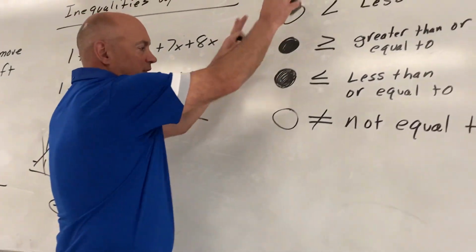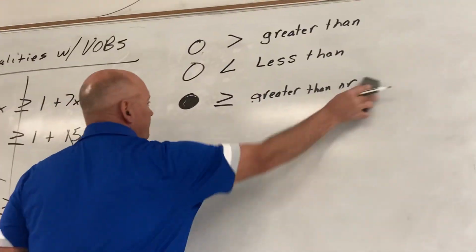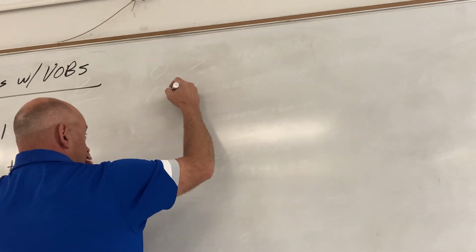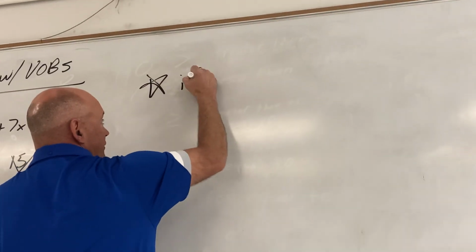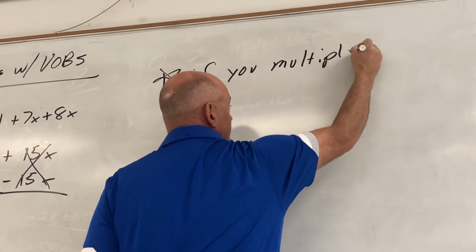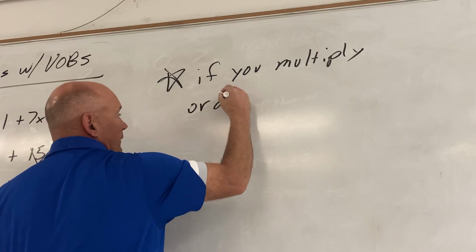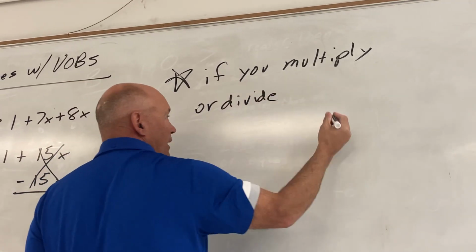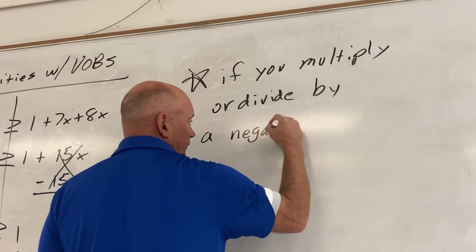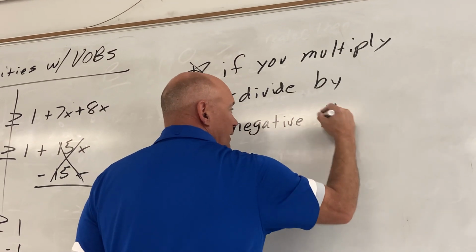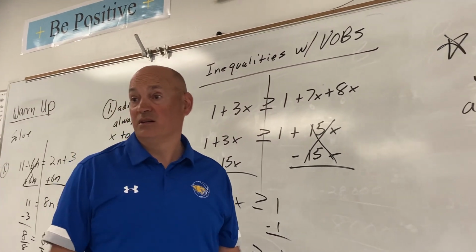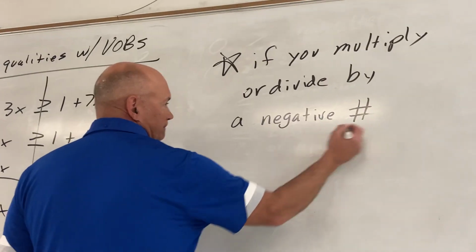I'm going to erase all this. Hopefully you've got it in your notes. And this rule only applies to inequalities. Put a star by it. If you multiply or divide an inequality by a negative number, that is negative, you must flip the sign.